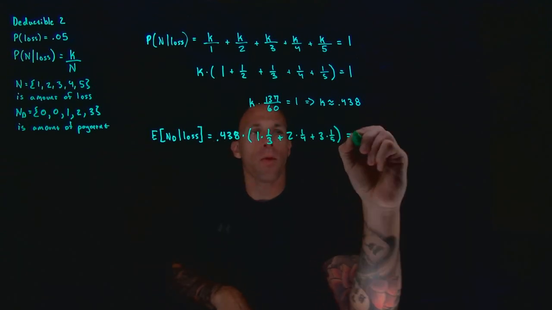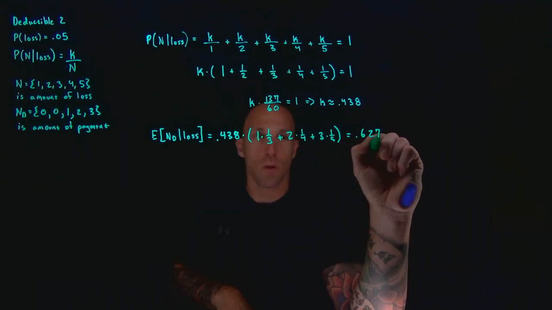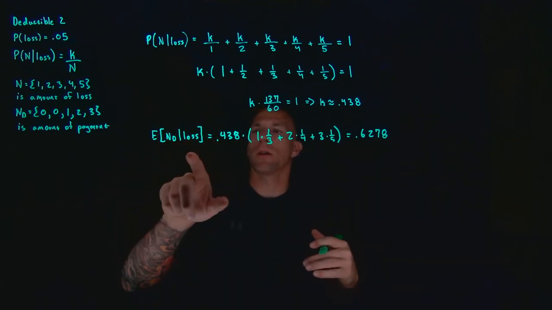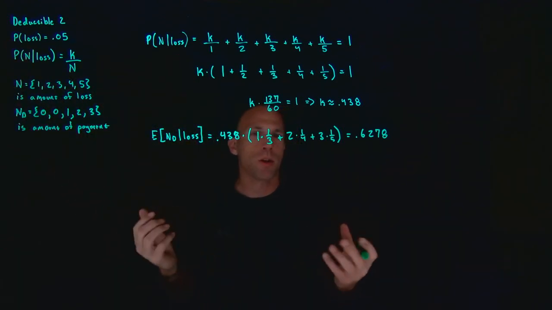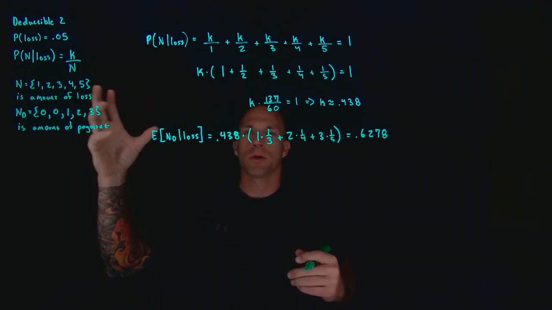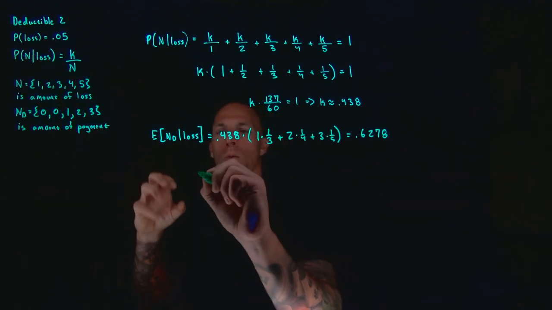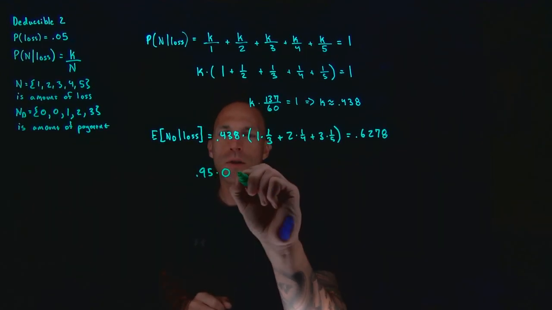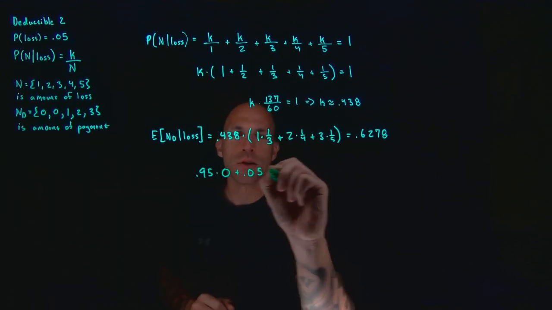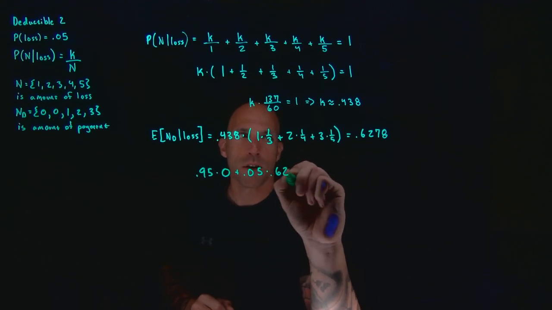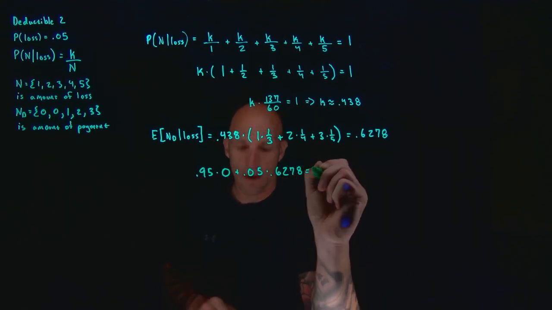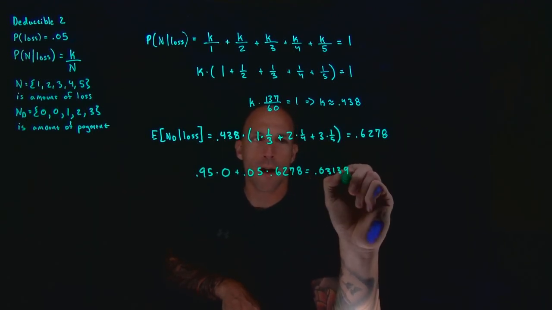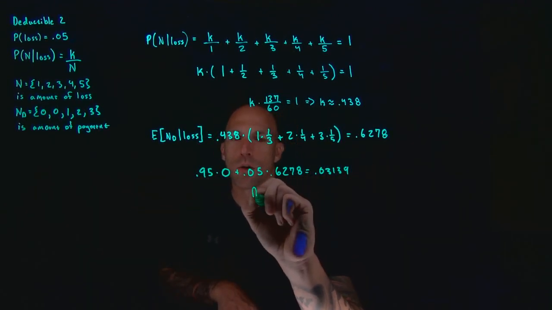And churning that through the calculator, we get 0.6278. Now, last but not least, these were conditional, right? There was only a 5% chance that the loss was going to take place to begin with. So what we're really in is a situation right here where 95% of the time we pay 0 plus 5% of the time we pay this 0.6278. And that comes out to 0.03139, which means we select answer choice A.